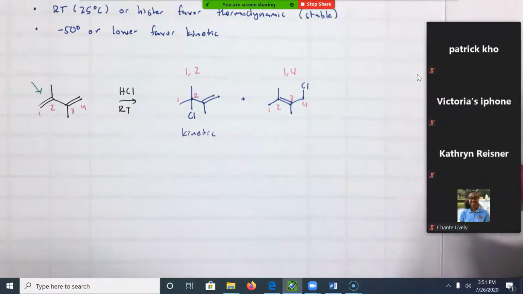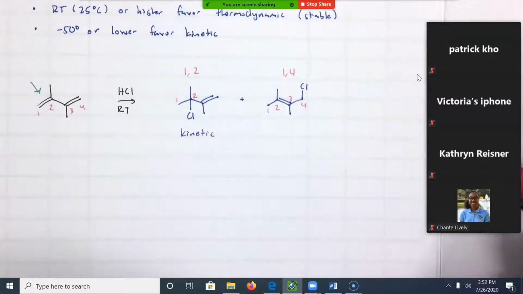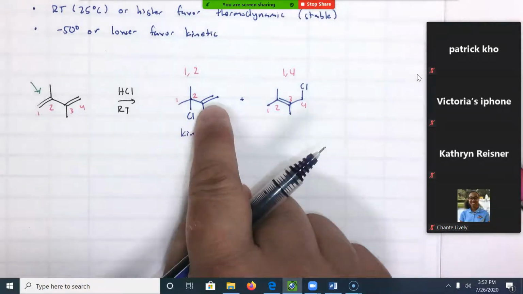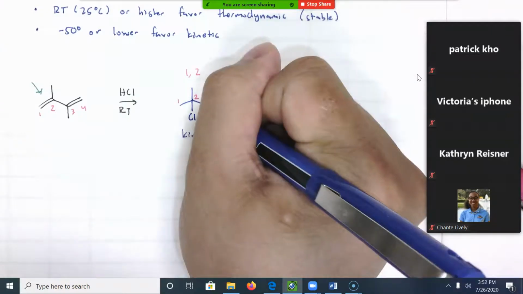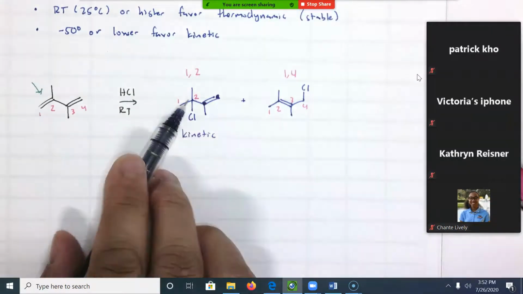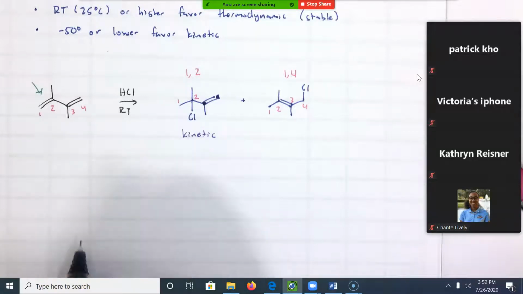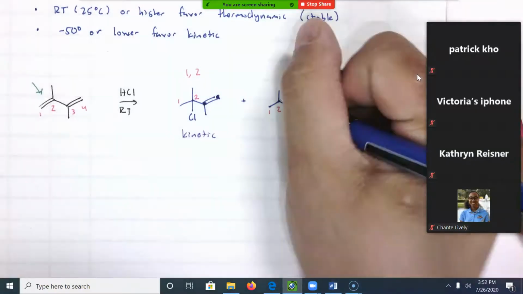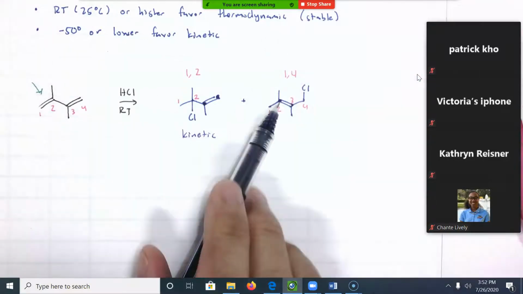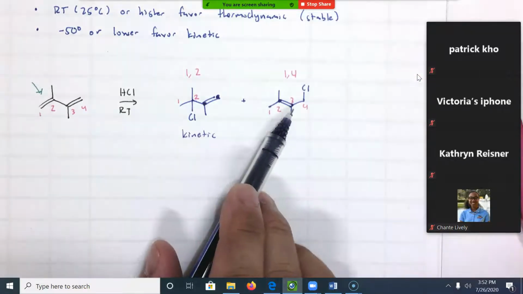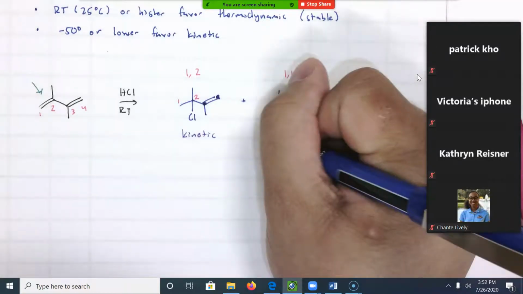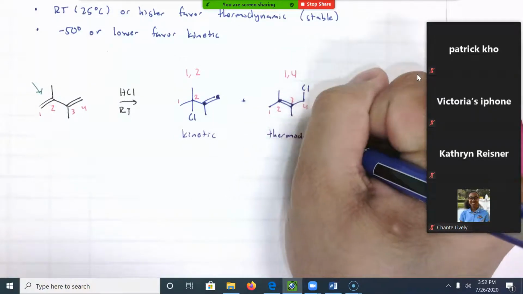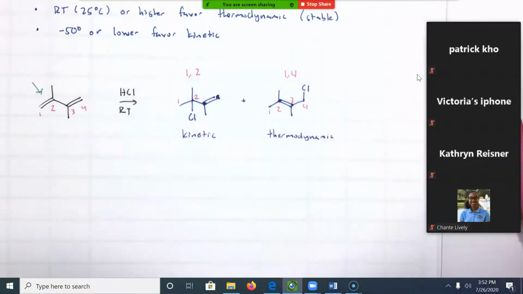What could be debatable is which one is thermodynamic, because it's based on the stability of the double bond. This double bond is di-substituted, right? Because on this carbon you have 2 hydrogens, but on this carbon you have 2 R groups. One going up, one going down. Di-substituted. Oh, look at this. This carbon has 2 groups. This carbon has 2 groups again. This is tetra-substituted. This is definitely the more stable product. By far, the more stable product.